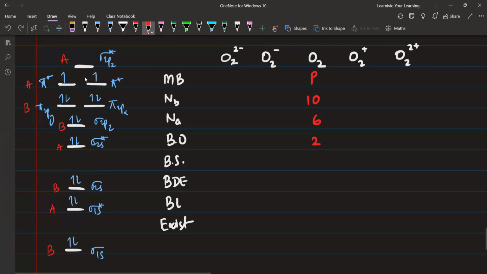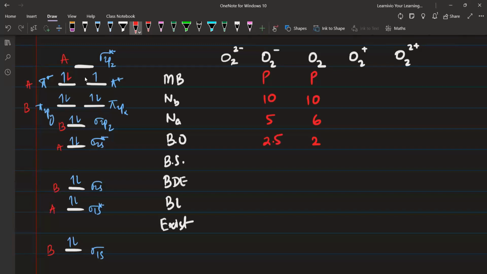Anti-bonding changed. This is what you have to think in terms. You don't have to see pi star, pi star. You have to think about bonding or anti-bonding. The magnetic behavior is still going to be paramagnetic. Number of bonding we have not changed, that will be 10. In anti-bonding, we have added, it will be 5. This will be 2.5. Makes sense?